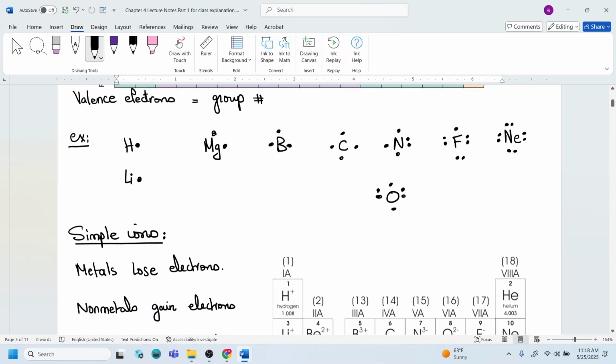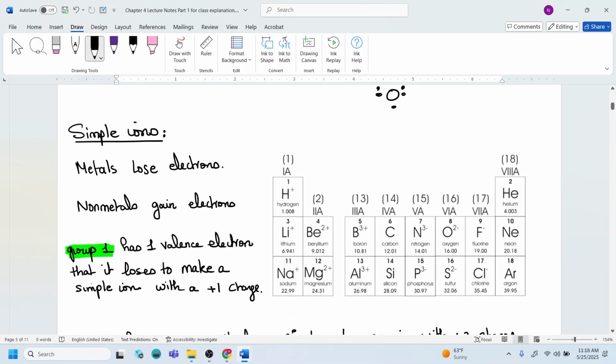Now, all of these atoms can gain and lose electrons. And when they do, we're going to call them ions. Okay? Positive ions, we call them cations. And the negative ions, we call them anions. And we use the term ions in general to describe both positive and negative ions.